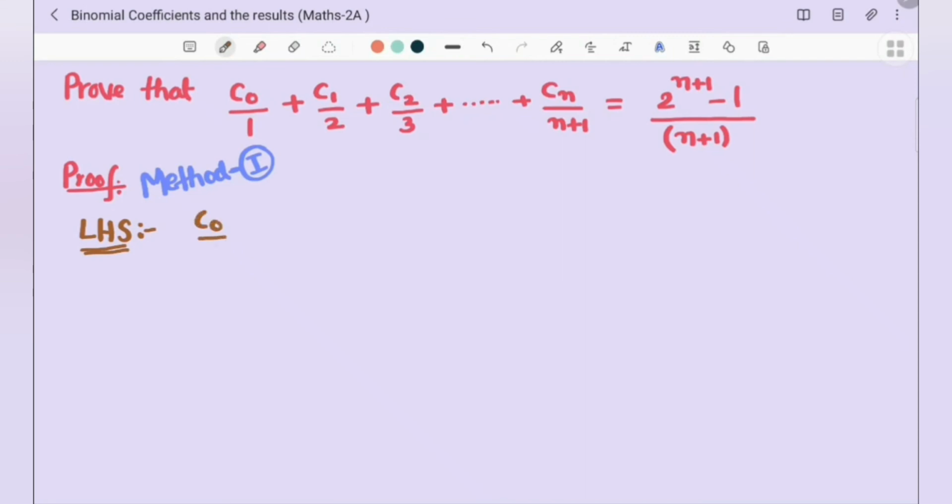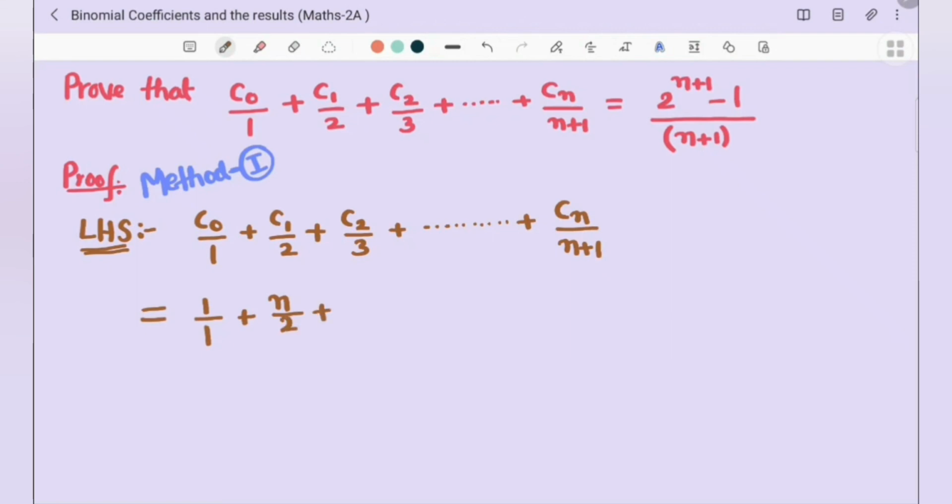C0 by 1 plus C1 by 2 plus C2 by 3 plus and so on Cn by n plus 1, which is equal to: C0 means nC0, nC0 means 1, so 1 by 1. nC1 means n by 2. nC2 means n into n minus 1 divided by 2 factorial into 3, plus and so on. nCn means 1 by n plus 1.